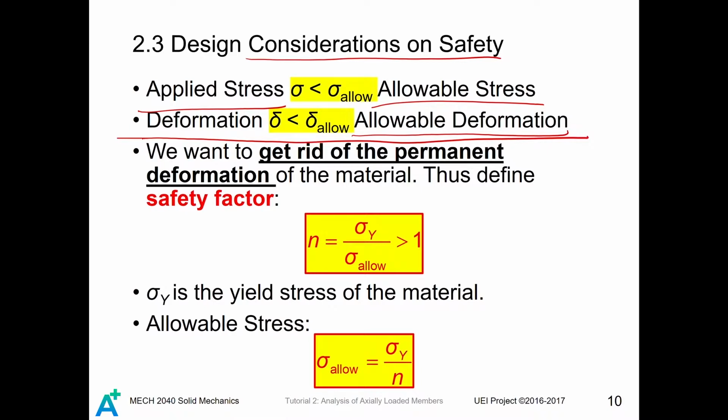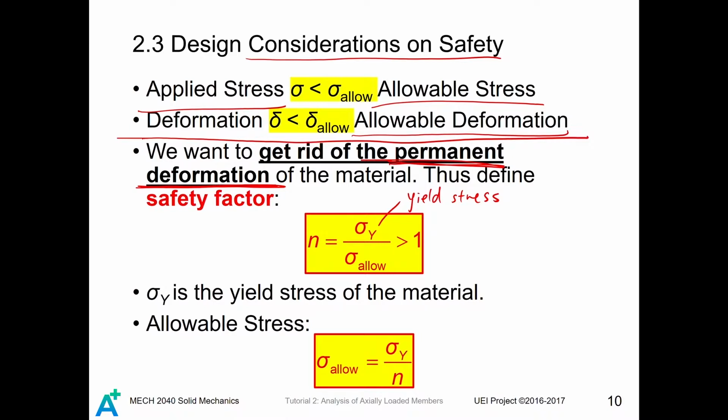Apart from that, as we have discussed in the previous tutorial, what is the stress that the material will undergo permanent deformation? If the applied stress is larger than a stress called the yield stress, we don't want a piece of material to be destroyed.